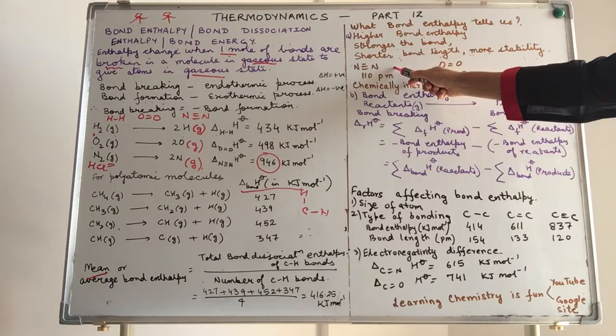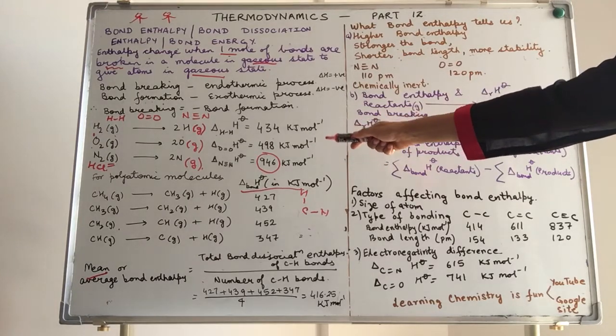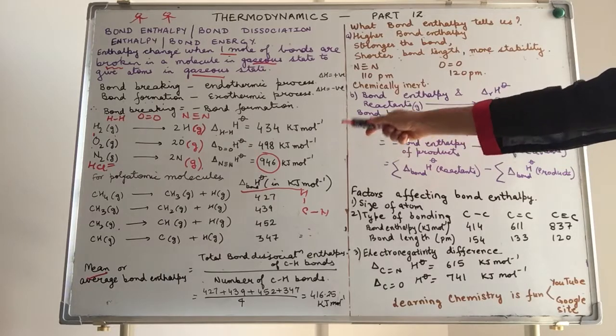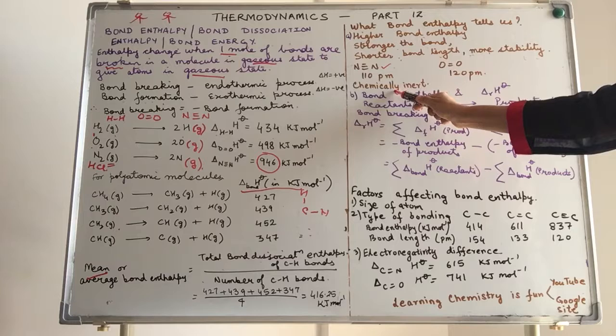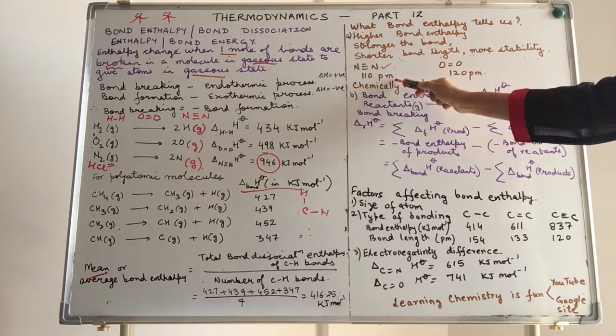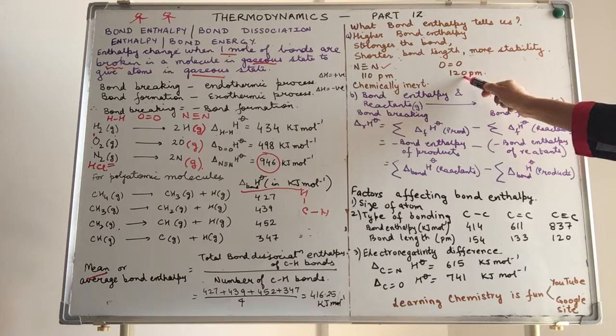This is very much clear if you see the bond enthalpy value for oxygen and nitrogen, 498 and 946. This very clearly explains also why nitrogen is chemically inert. The bond length for nitrogen is 110 picometer, for oxygen it is 120.